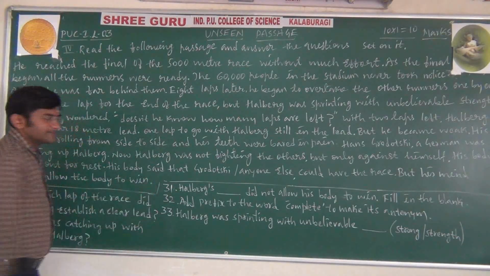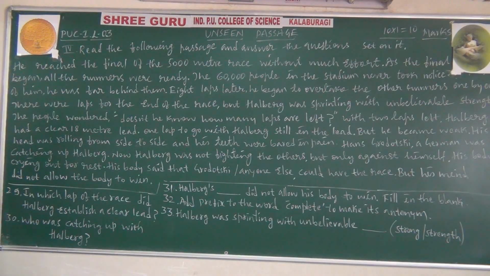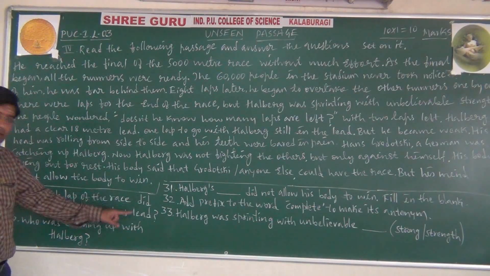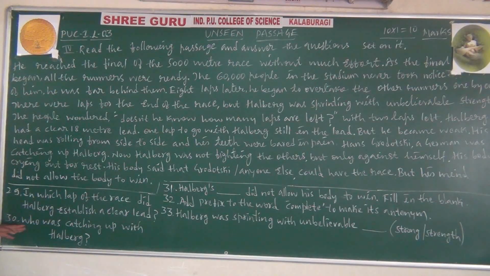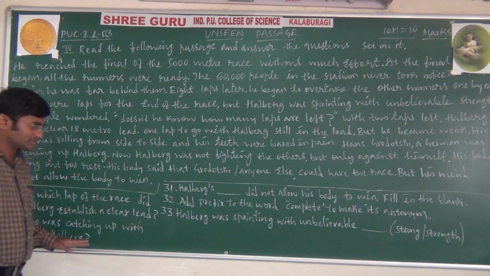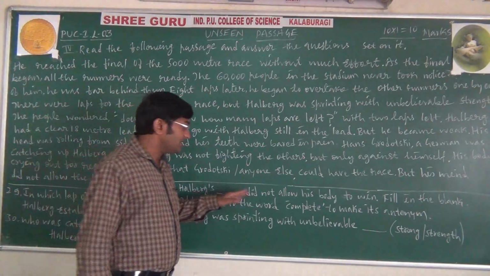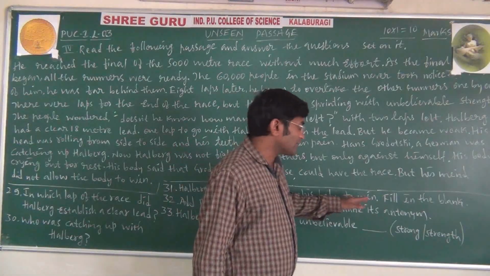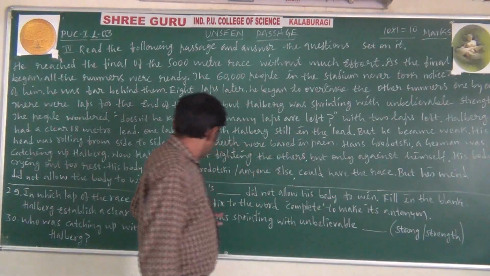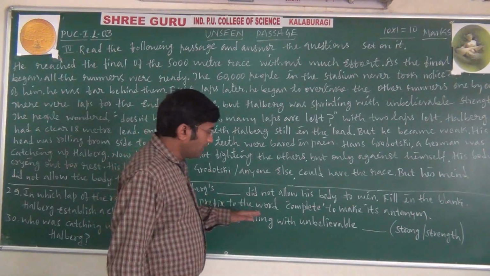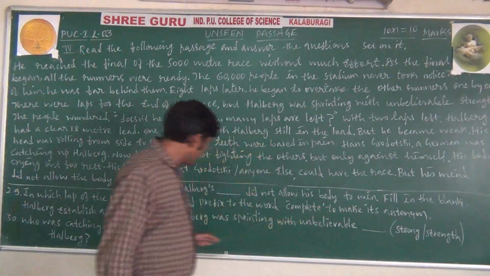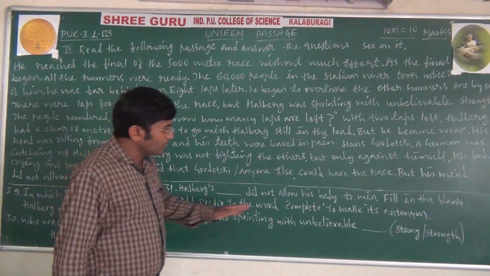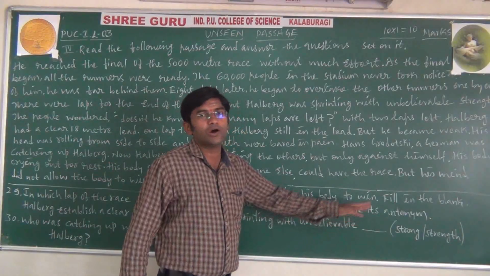Well, my dear students, what are the questions given over here? 29 questions. Let us now go through them. In which lap of the race did Hallberg establish a clear lead? 30th question. Who was catching up with Hallberg? Hallberg's dash did not allow his body to win. Fill in the blank. Add a prefix to the word complete to make its antonym. Hallberg was sprinting with unbelievable dash, strong or strength.